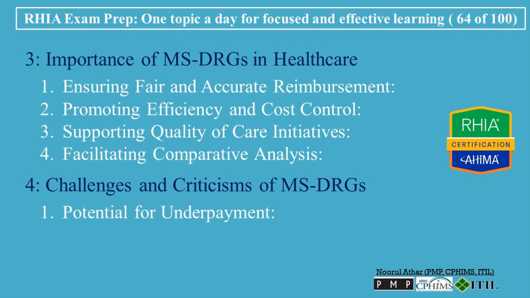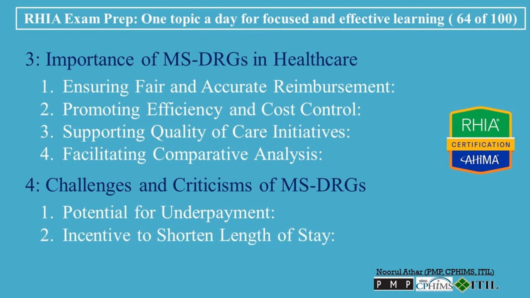Some hospitals argue that the fixed payment structure of MS-DRGs may not fully cover the cost of treating complex patients, especially those with multiple chronic conditions. While outlier payments help mitigate this issue, hospitals still face the risk of underpayment for high-cost cases.